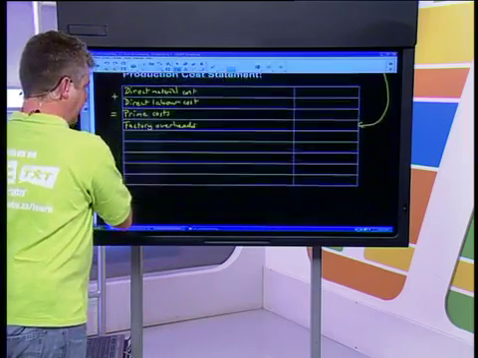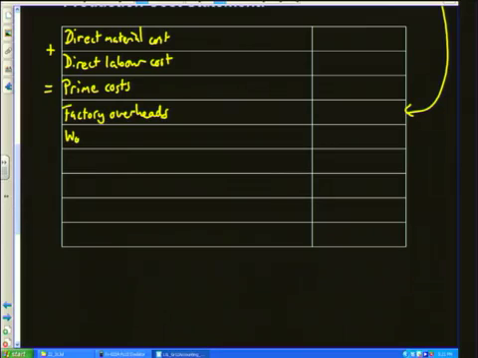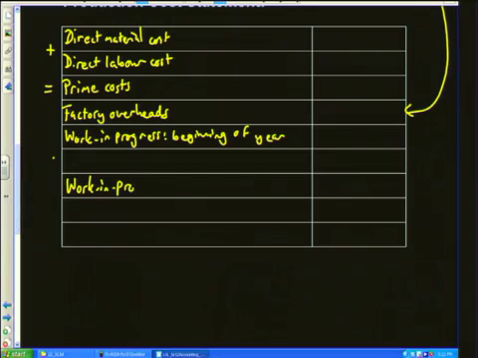So after the factory overheads, it's important to remember that there's work in progress, and we take our work in progress at the beginning of the year. So I'm just going to write beginning of year. You can write beginning of year, or if you know the date, you can write that in as well. Then there's a little subtotal here which doesn't have any name. It's just something that you use to work out. And then we have the work in progress at the end of the year. And once we've done all of that, that finally gives us our total cost of production.